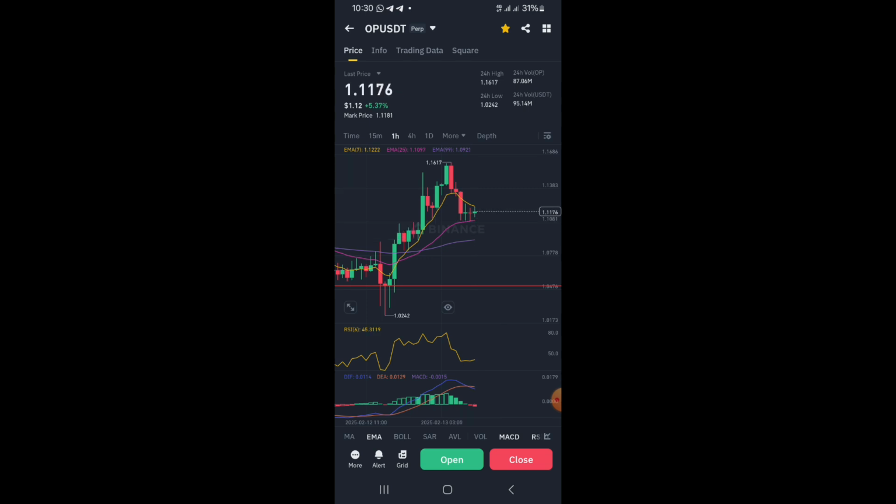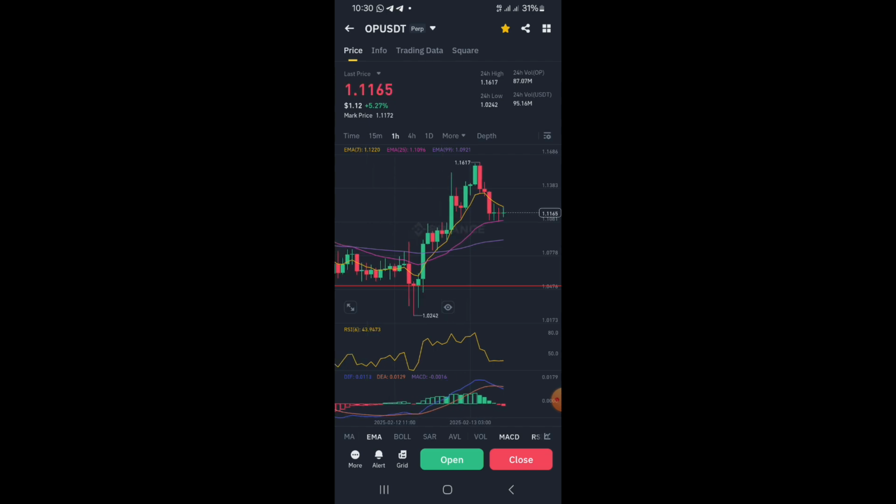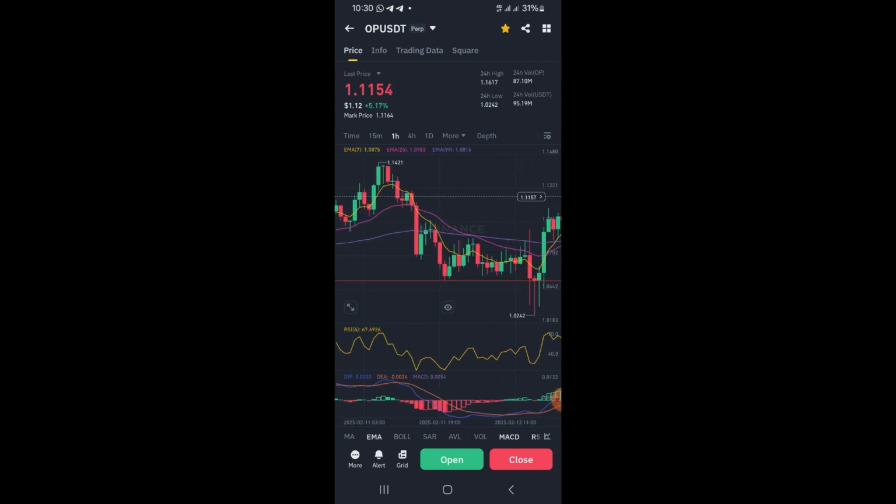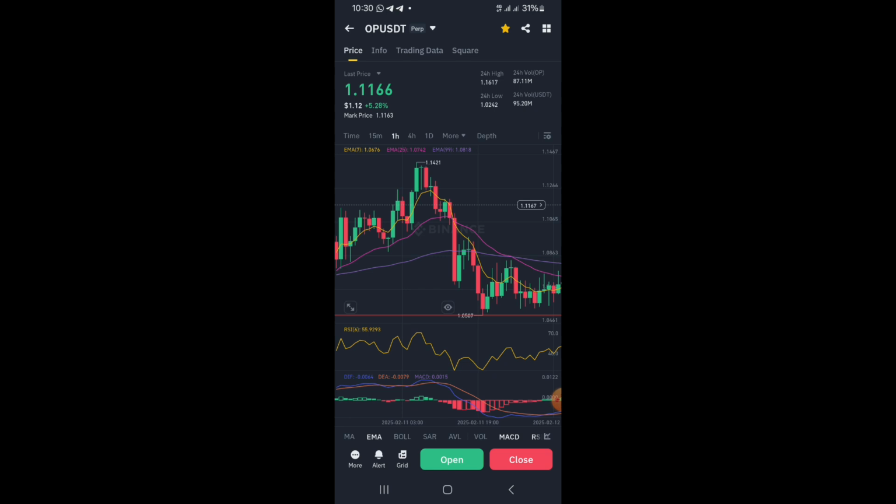Whenever you see the smaller number, this short term EMA, above the long term EMA25, that means there will be bullish in the market. So I will advise you to look for the nearest support, and then you will trade it. But whenever you see EMA7 below the EMA25, that means there will be bearish in the market at that time.